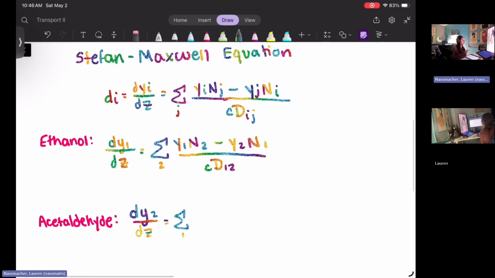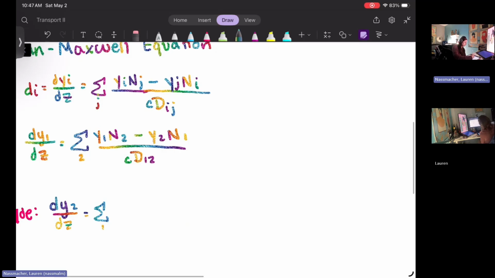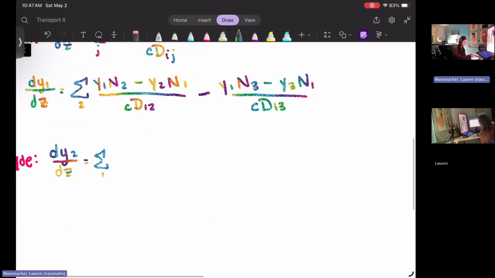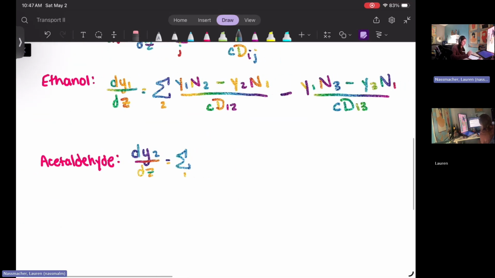So for ethanol, you have your change from 1 to 2, but you also have your change from 1 to 3. So you have to subtract this as well. So you have your mole fraction of 1, your molar flux of 3 minus your mole fraction of 3 multiplied by your molar flux of 1, all over your concentration and your diffusive coefficient from 1 to 3. Now we can go on to our acetaldehyde, and it's going to follow the same sort of idea.